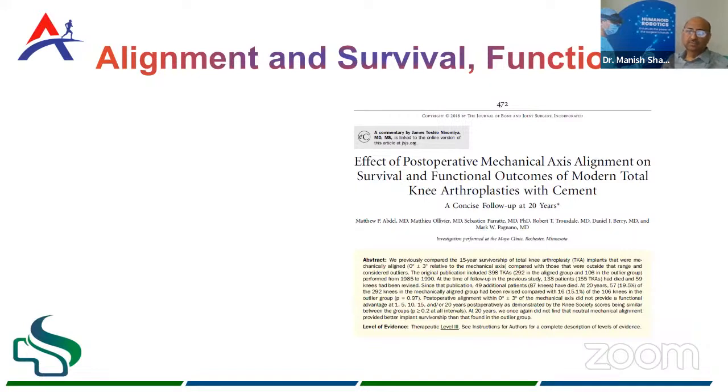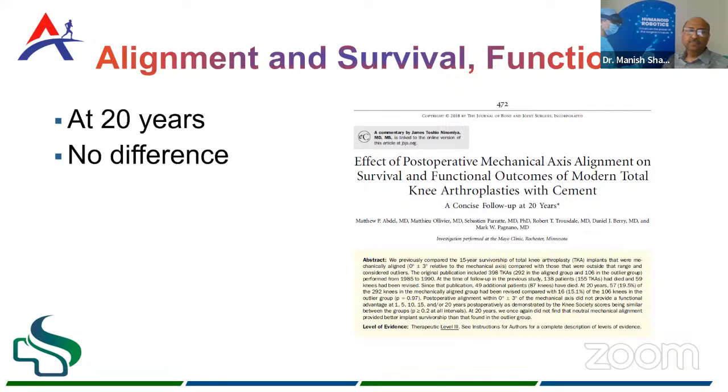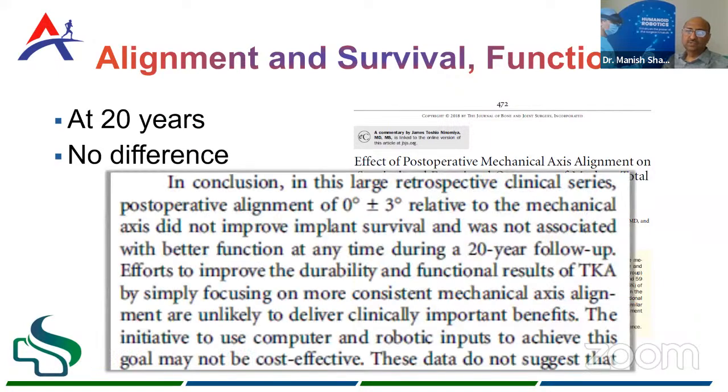This is one of the landmark papers by Parratte and others. 20-year follow-up. Close to 400 knees were studied. No difference. Postoperative alignment of 0 to plus minus 3 degrees relative to mechanical axis did not improve implant survival, and was not associated with better function at any time during a 20-year follow-up.